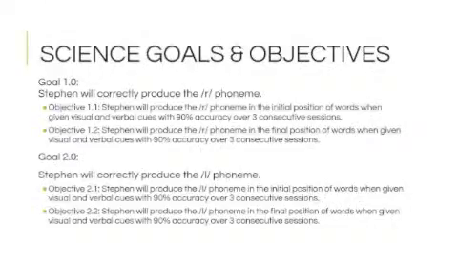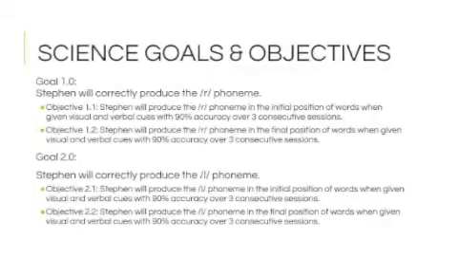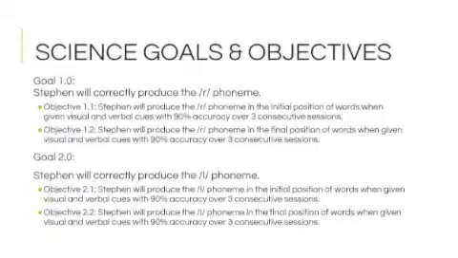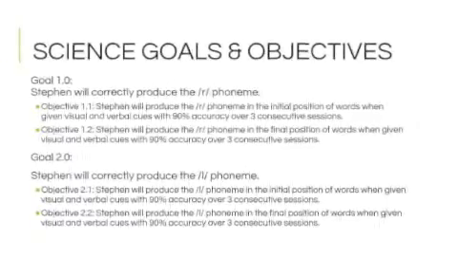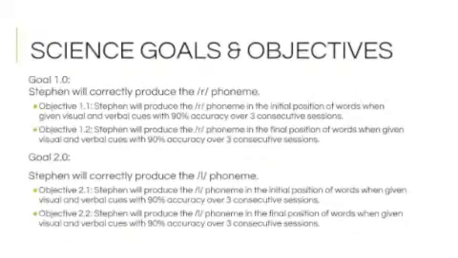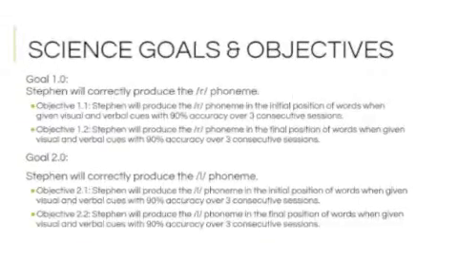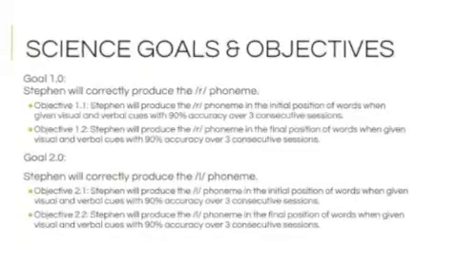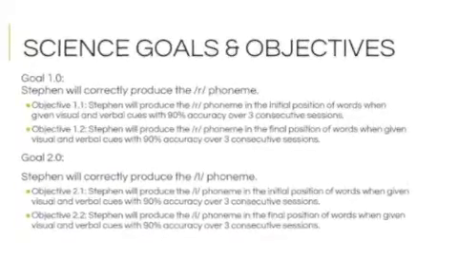So we created some pretty basic goals for this lesson. We're focusing on both phonemes, the R and the L. And for each goal, we have the goal of Stephen producing that phoneme in the initial or final position of words when he's given visual and verbal cues with 90% accuracy over 3 consecutive sessions. And we kept this consistent with the R in the initial position, R in word final position, L in the initial position, and L in word final position.